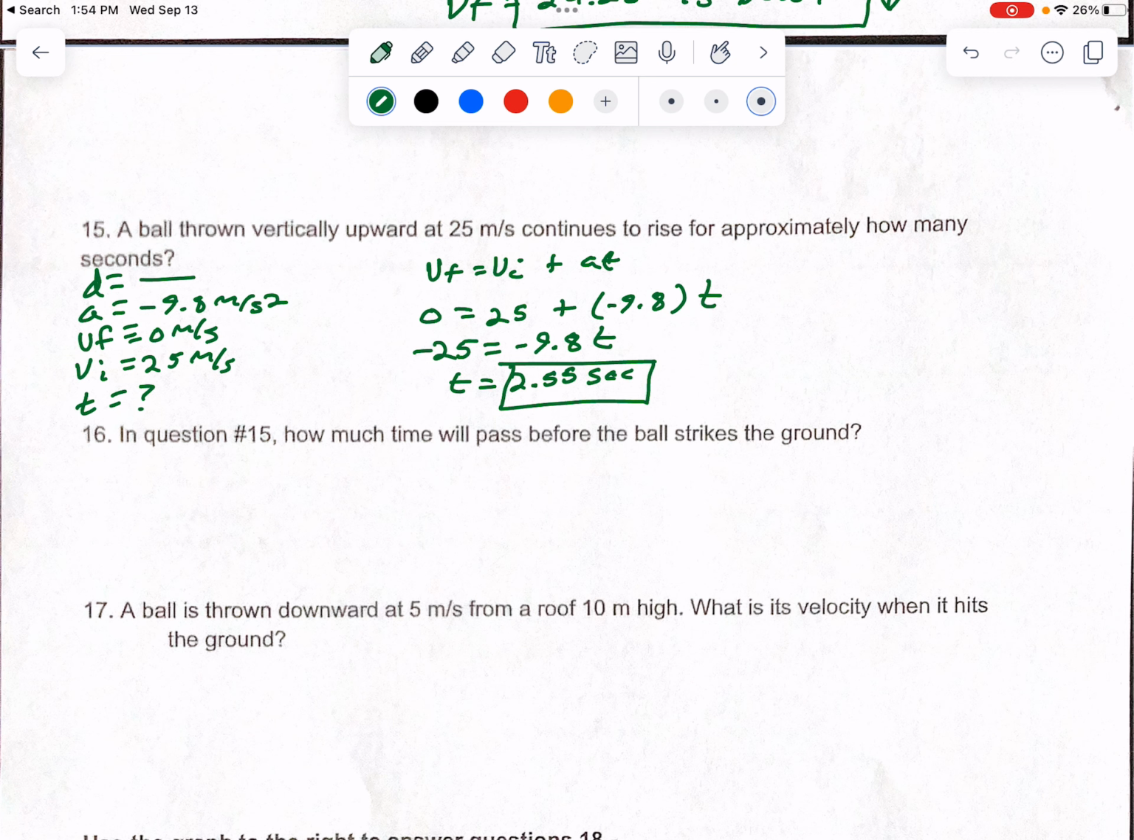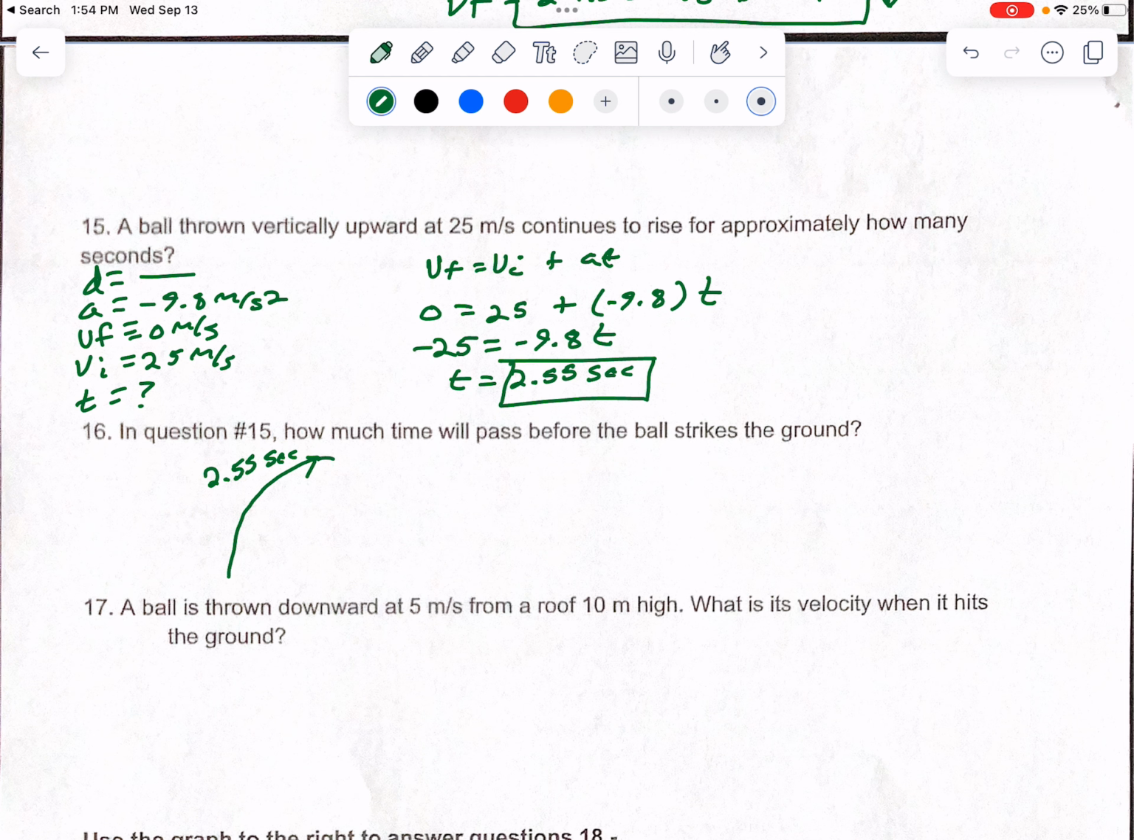16, in question 15, how much time will pass before the ball strikes the ground? Okay, so there's two ways you can answer this. One is if it takes 2.55 seconds to go up, and there's no wind resistance, nothing affecting its path, it's going to take 2.55 seconds to go down. So you could answer it that way, where that's how long it took to fall from the top. Or if I ask something like how long was it in the air, all you've got to do is take that 2.55 plus 2.55, and that means it's in the air total for 5.1 seconds. Okay, so two different ways you can answer that.